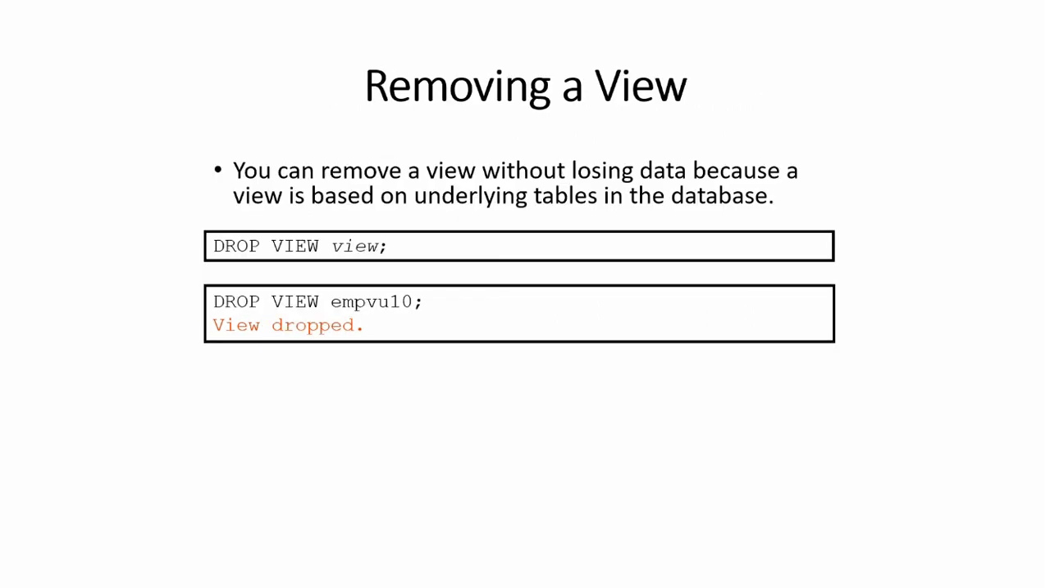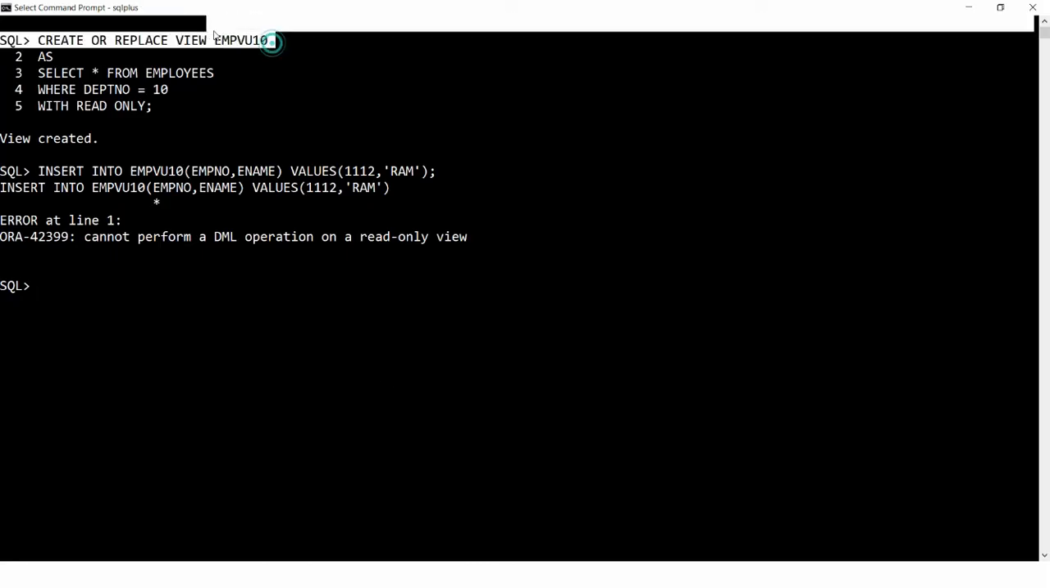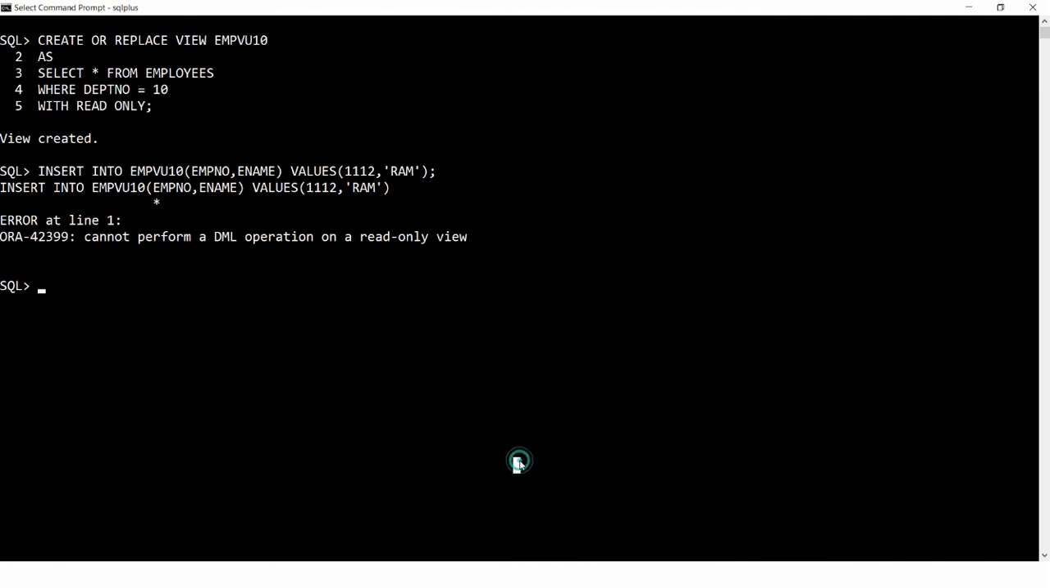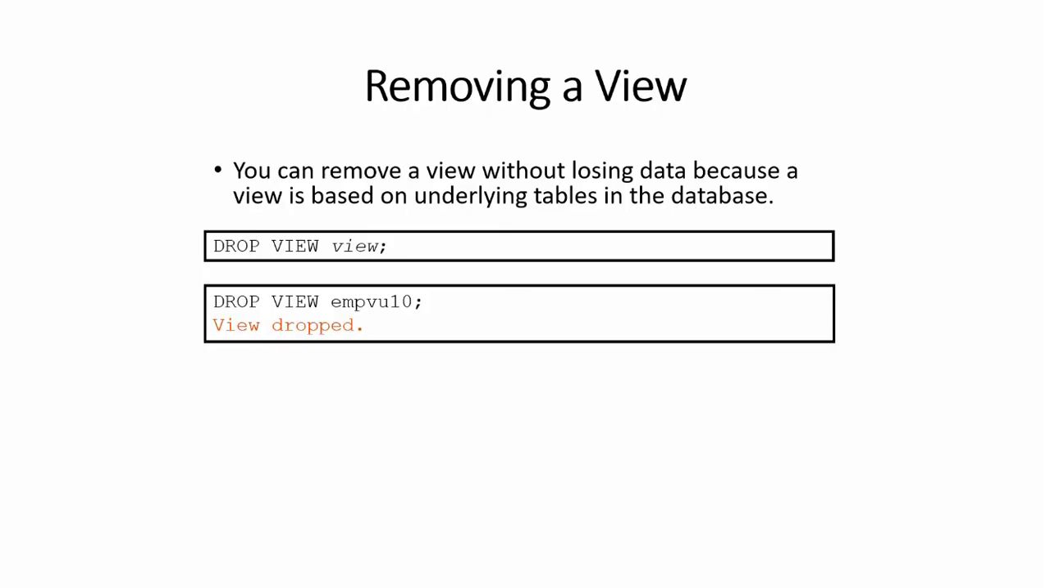You can remove the view if it is required by calling drop view name. For example, if you think that I want to remove this particular view, EMP_VIEW_10, then you can simply write drop view EMP_VIEW_10. So this is the way your view will be dropped. So this is what a view is.